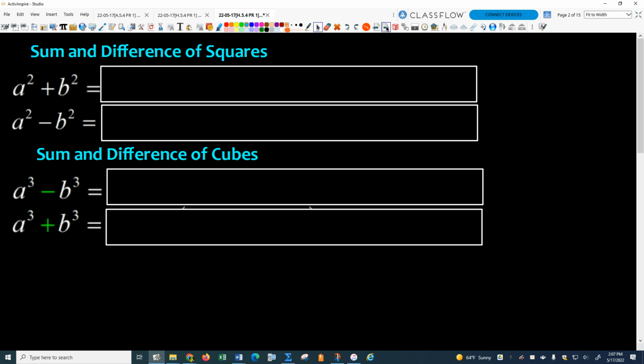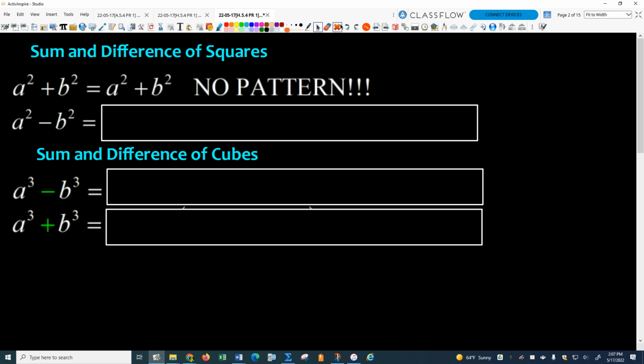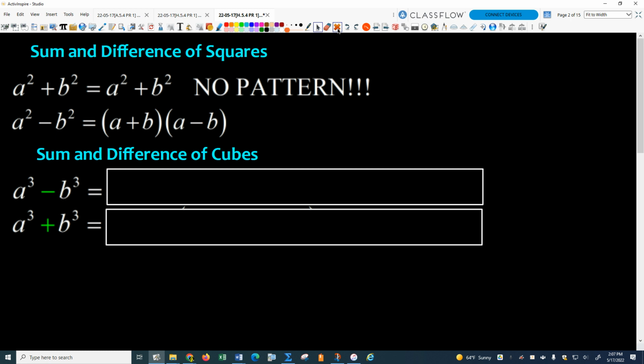Okay, first one, what's the pattern? No pattern. Okay, try the next one, a squared minus b squared. Okay, what do you get for that one? Difference of squares. What's that one? Some brave soul. That's it. A plus b times a minus b. In no order. Either way works. The order is unimportant.